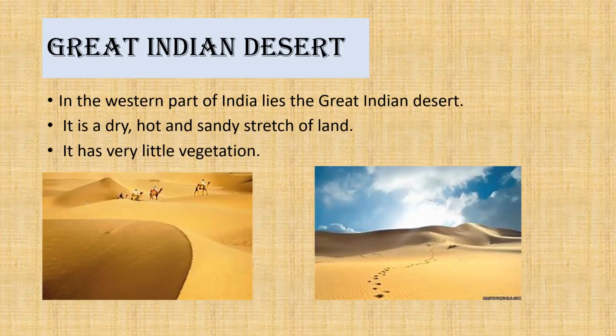Next is the Great Indian Desert. To the west of the northern plain lies the Great Indian Desert, or we can say the Thar Desert. It is a dry, hot, and sandy stretch of land. It has very little vegetation. It is about 800 kilometers long and 500 kilometers wide. It covers a large part of West Rajasthan.